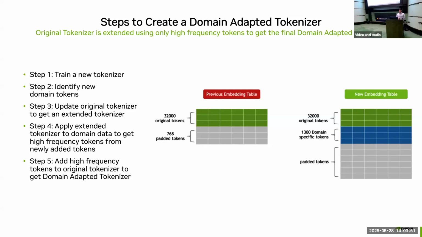And so the steps to create a domain adapted tokenizer can essentially be summarized with the following. Step 0 here, which isn't up here, is basically you need a domain-specific data set to start with to train your custom tokenizer. Okay, we'll get into details for that. Are there any questions so far?